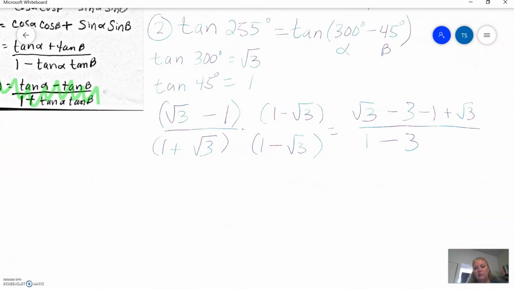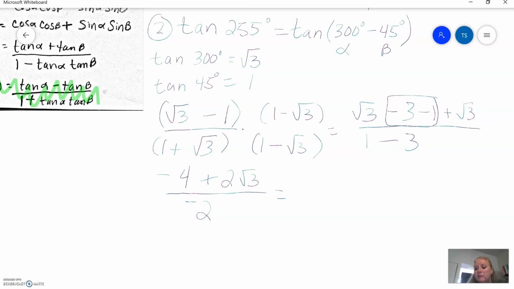So as we simplify, I'm going to put on the numerator, negative 3 minus 1. Oh, that's negative 4. Put that over here. Okay, and then radical 3 and radical 3, it's positive 2 radical 3. All that's going to be over negative 2. Now you got a couple of options here. You can factor the numerator and then cancel, or we can just cancel from here.